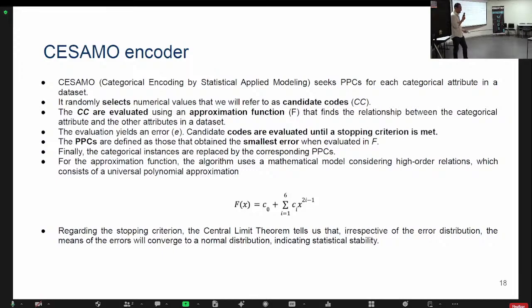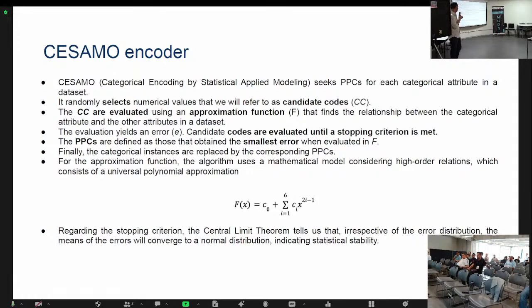Actually, the Sesamo encoder deserves its own presentation because it's a large topic, but in summary, what the technique does is very different from the conventional techniques. It samples a lot of candidate codes, which means it takes random numbers and then evaluates them in an approximation function, which is a polynomial. We sample a lot of codes randomly, and once we reach a statistical criterion, that is, until the distribution of the mean of the error becomes normal, we stop the process and we get those codes. We got the lowest error when we evaluated them in the approximation function.